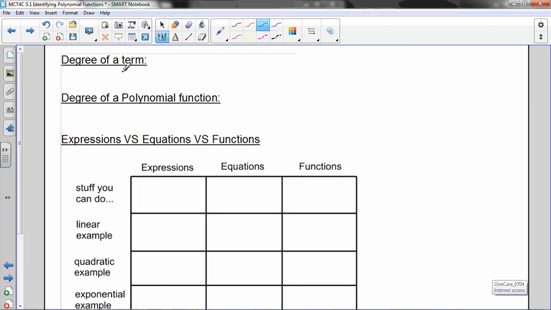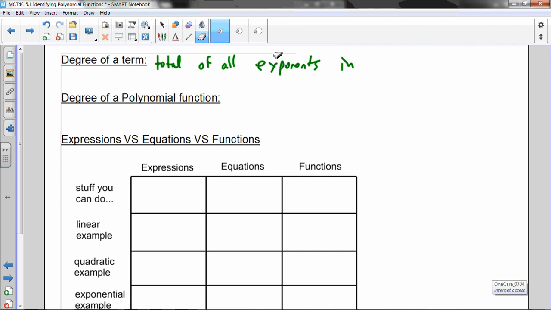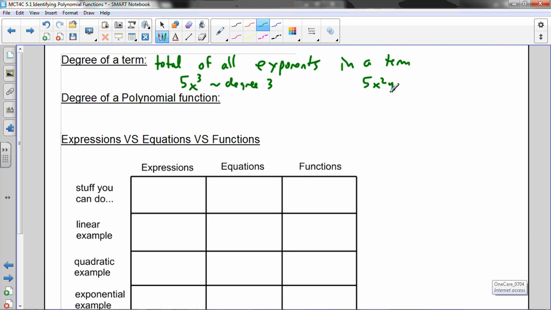Okay, now this business, degree of a term. The degree of a term has to do with the exponent. It's actually the total of all the exponents in a term. So let me give you an example. For instance, the degree of this term is just 3, because it's the sum of the exponents. Well, it's just an exponent 3. But if I had this term, it's got 2 variables in it, but what degree is it? Well, 2 and 3 is 5. This term is degree 5.